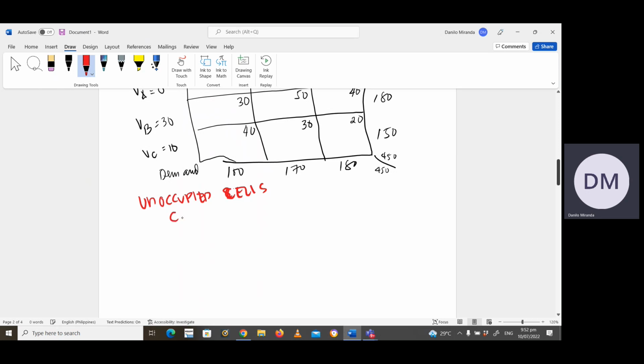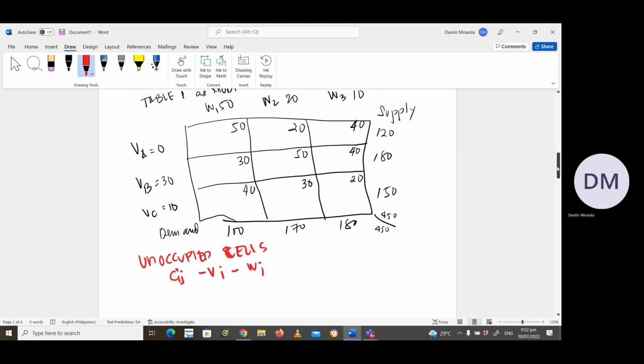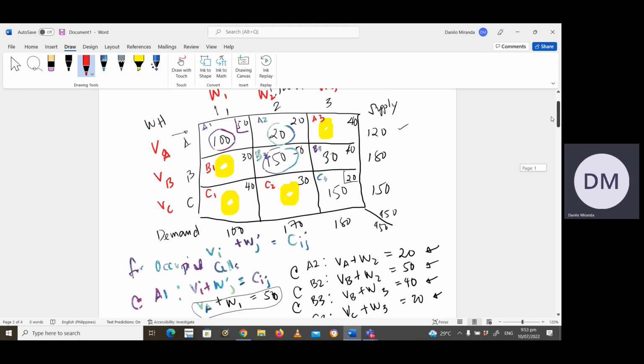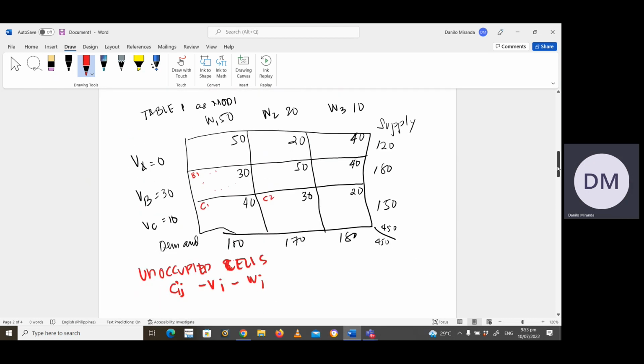Procedure, we have Cij minus Bi minus Wj. Okay? So, ano yung kanina? We have, plus natin yung konti, no? We have ito. This is B2, no, B1, C1, C2 lang, ha, and A3. Ito yung mga vacant cells natin.